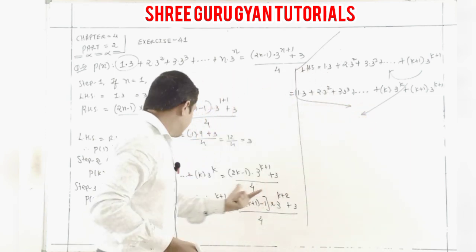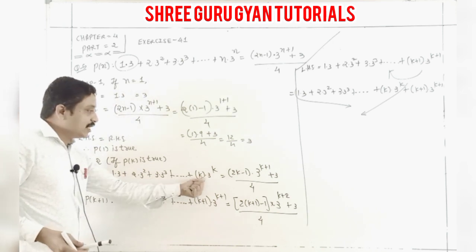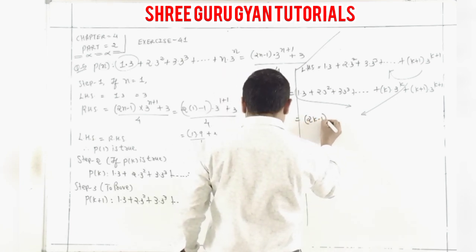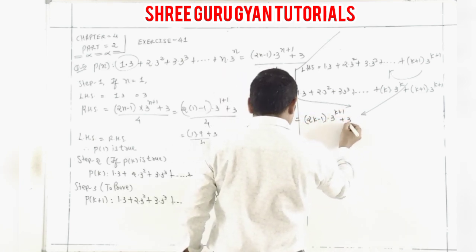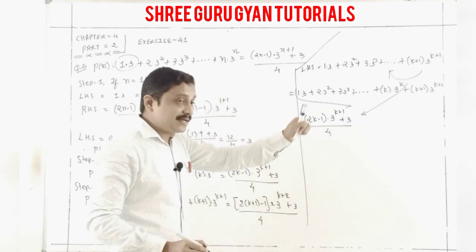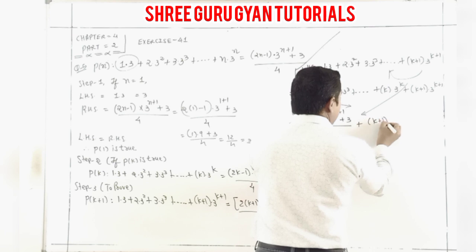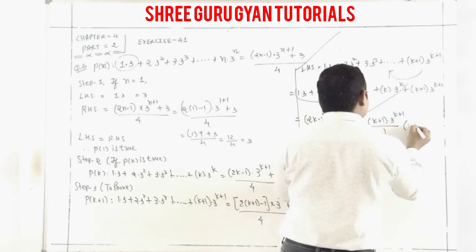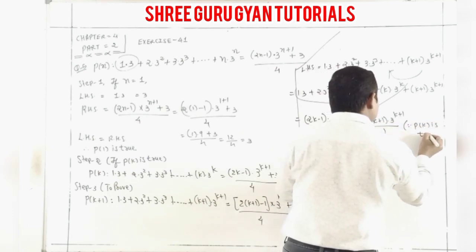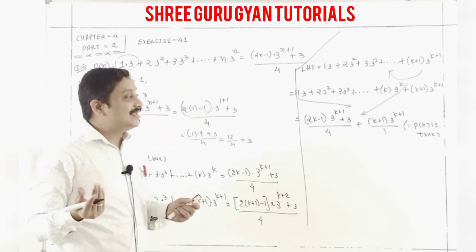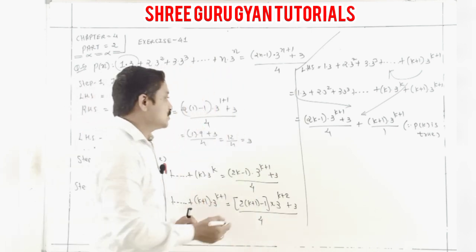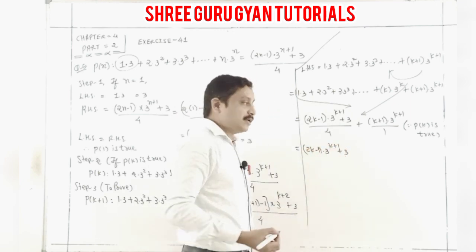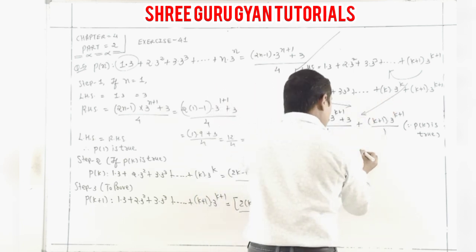That is your step 2. Yes, up to k into 3 raised to k is a known value. I just apply that: (2k minus 1) times 3 raised to k plus 1, plus 3, by 4. And the last term is as it is: (k plus 1) times 3 raised to k plus 1. And mention that Pk is true. And here, students, now take the LCM further. So (2k minus 1) times 3 raised to k plus 1, plus 3, and this 4 is multiplied with the upper side: 4 with (k plus 1).